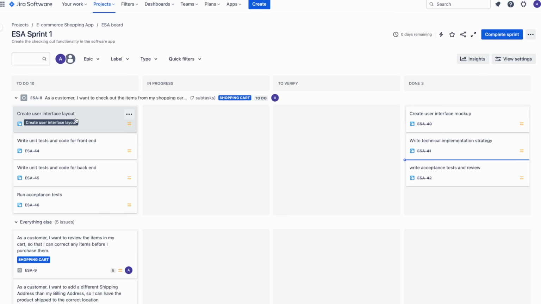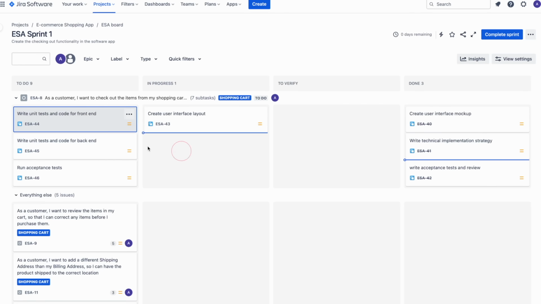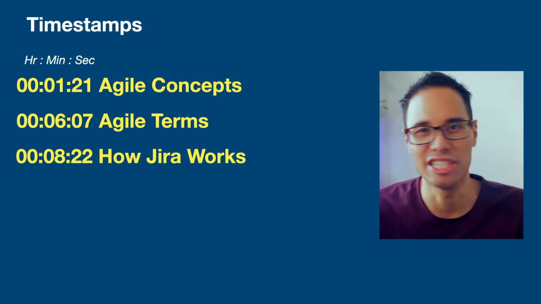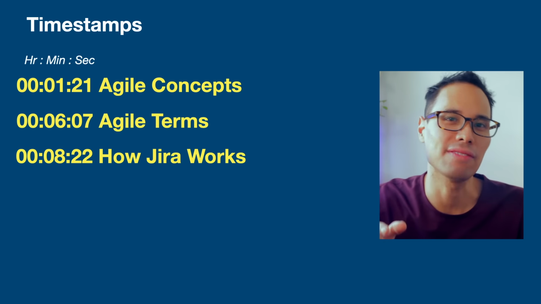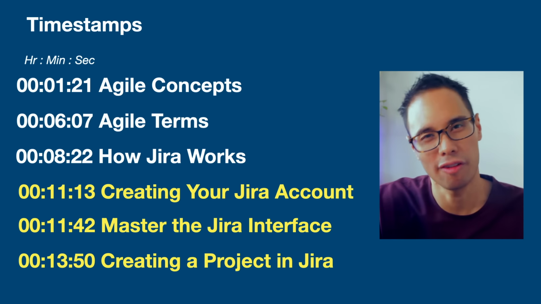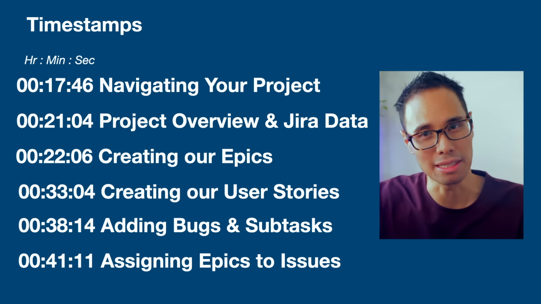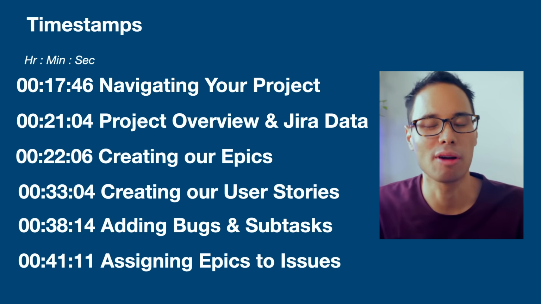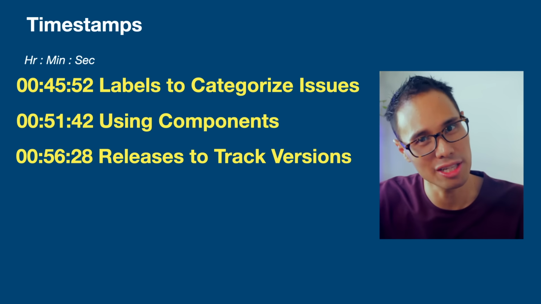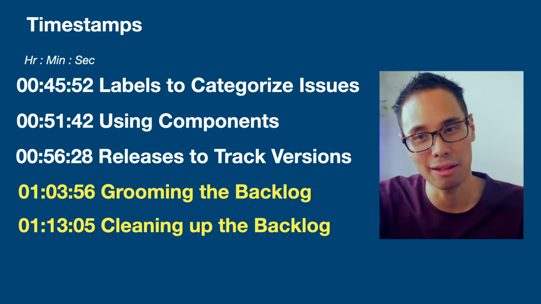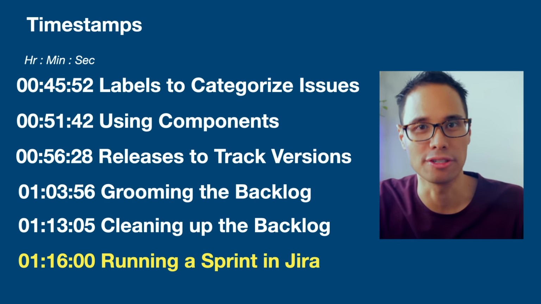Hey friends, this is the how to use Jira for beginners tutorial, where we'll go through everything you need to know so you can use Jira the fast way. We're first going to do a refresher on Agile concepts and Jira terms, and then we'll dive into the Jira interface, creating your very first project and setting up Jira issues, user stories, and bugs. And then we're going to set up your project's labels, components, and versions. And finally, how to groom and prioritize items in your backlog and set up your very first sprint.